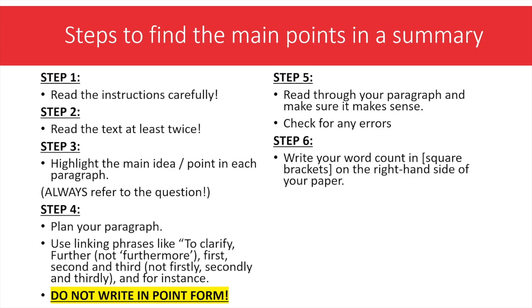And a very important point over here is do not write in point form. If you do take Afrikaans, FAL, this is something that you do in that subject, but in English we always write in a paragraph. Then in step 5, read through your paragraph and make sure it makes sense. This is very important. And then check for any errors. I'm going to show you in the next couple of slides how we mark the summary, and checking for errors is one of the greatest tools or tips that I can give you. And then step 6, do not forget this step. You need to write your word count in the square brackets on the right-hand side of your paper. This is going to make it very easy or visible for your marker to be able to see your word count. Let's go on to the next slide.